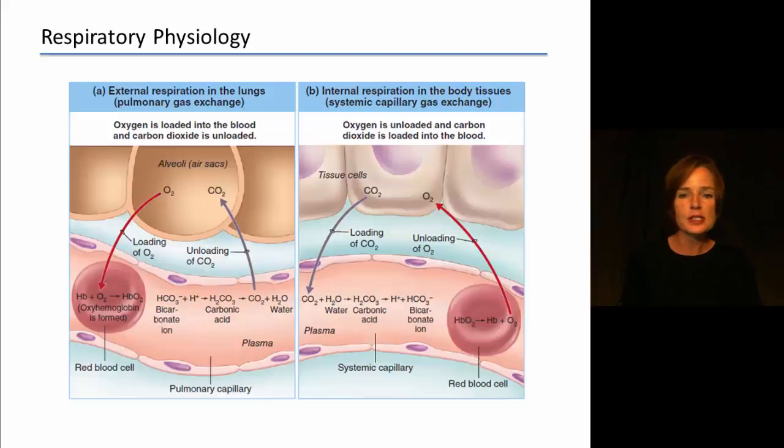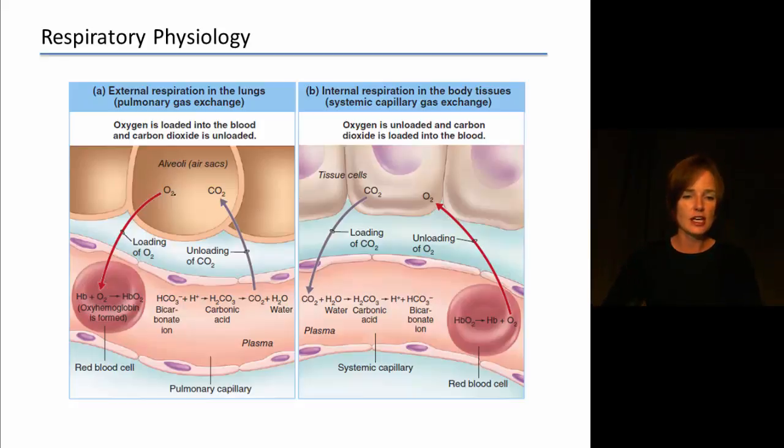Looking at this up close, if we talk first about the external respiration. External respiration is pulmonary gas exchange. This is exchanging gases between the alveoli, the air sacs, and the blood capillaries that are right there. The goal of this is to get oxygen into the blood and then get carbon dioxide out of the blood and back into the lungs so that we can get rid of it to the environment.